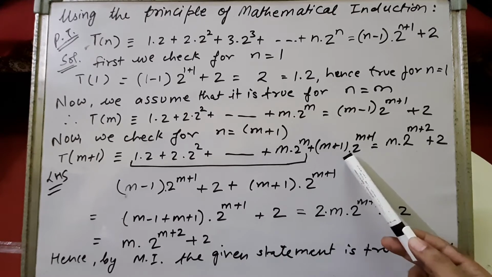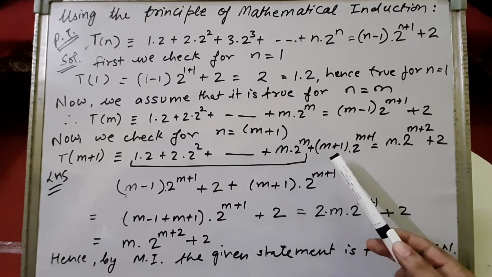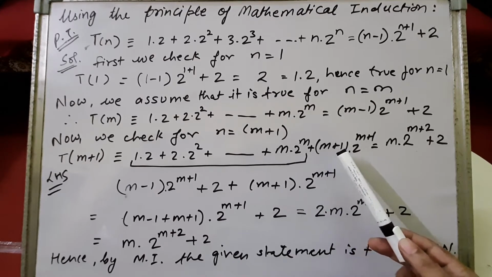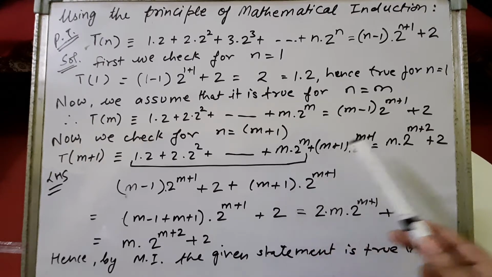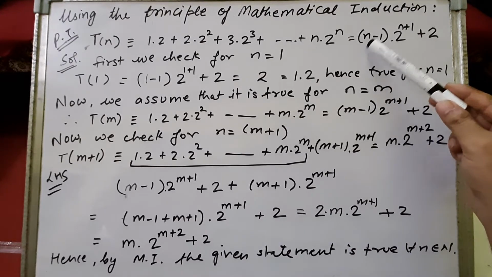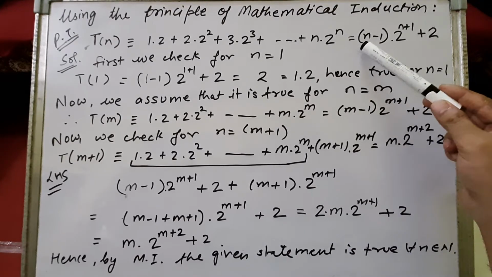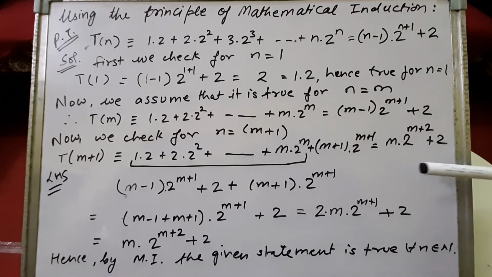Now children, the term before the m plus 1 term will be the mth term. So we place m in place of m plus 1. The term before the m plus 1 term will be m into 2 to the power m, right? And when we put m plus 1 in place of n on the right side, m plus 1 minus 1 gives m, and m plus 1 plus 1 will be m plus 2. So what will be the sum we get? m into 2 to the power m plus 2, right?